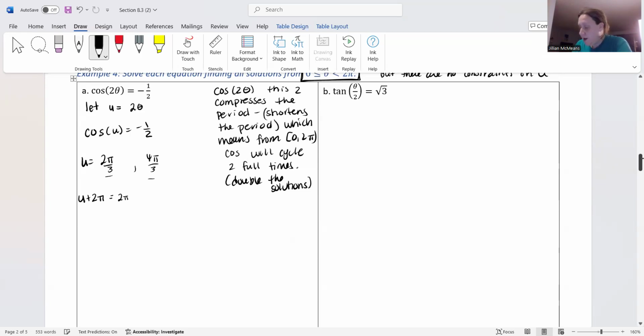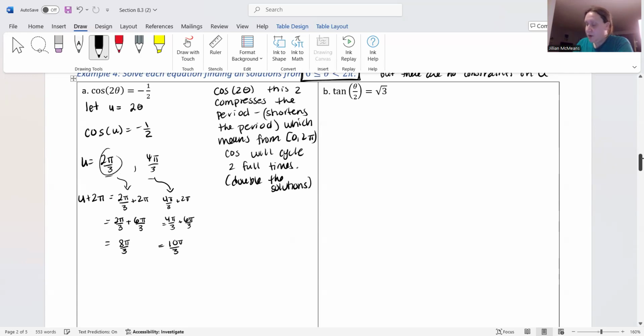So 2 pi over 3 plus 2 pi. Well, I need to find a way to rewrite 2 pi where I have a denominator of 3. So essentially, if I think of this as 2 pi over 1, I just multiply top and bottom by 3. So that tells me if I have 2 pi over 3 plus 2 pi, that's the same as adding 6 pi over 3, which gives me 8 pi over 3. And then I want to do exactly the same thing with 4 pi over 3. If I have 4 pi over 3 and I add 2 pi, that is the same as taking 4 pi over 3 and adding 6 pi over 3, which gives me 10 pi over 3.